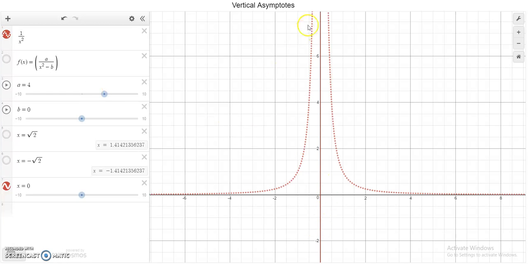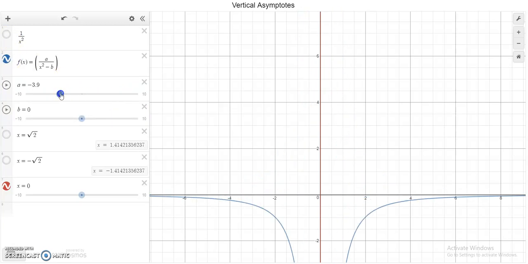So 1 over x squared, our vertical asymptote will be x equals 0, which makes sense because our denominator is 0. So we have to find zeros in the denominator. Now if we start messing with the a, no matter what, we still have that same vertical asymptote.